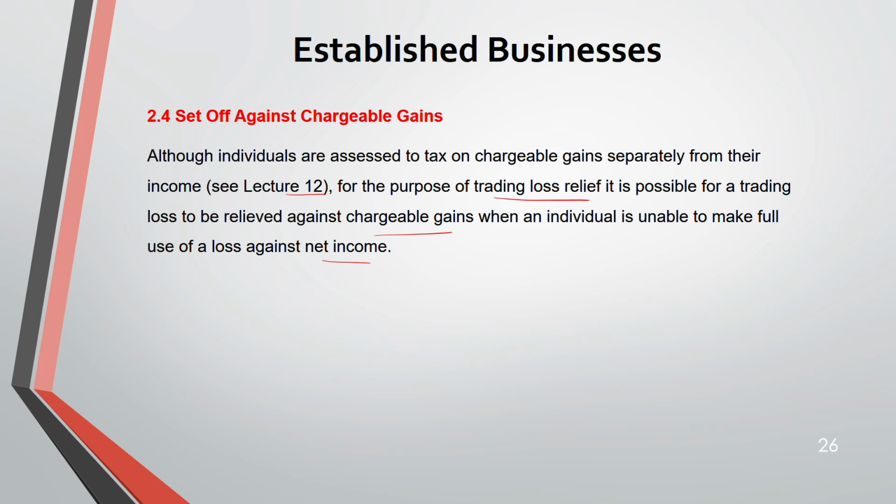Most of the time, your total income will be equal to your net income. The only time your total income differs from your net income is when you are making gifts or donations or personal pension contributions. Otherwise, total income is equal to net income. So when you're unable to utilize your full loss against it, the second option is to treat it against the chargeable gain.